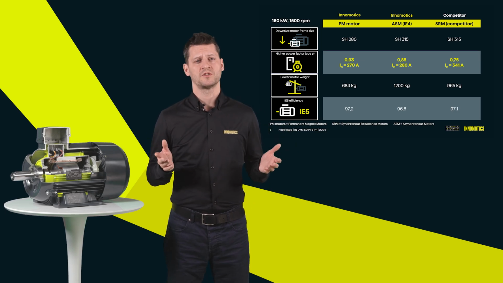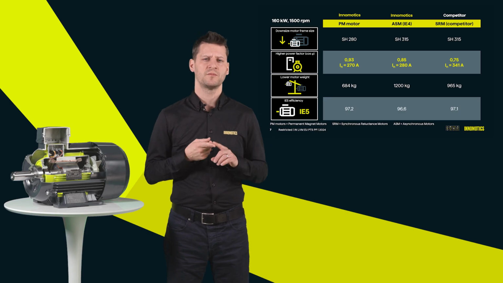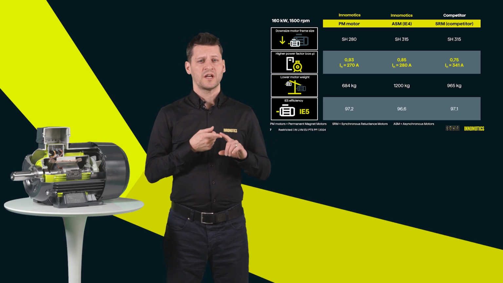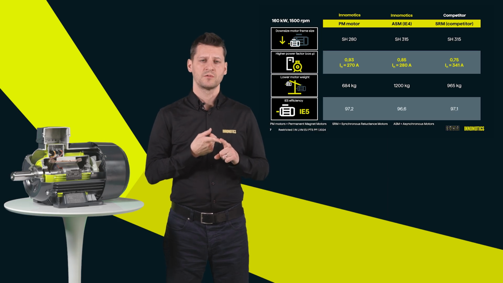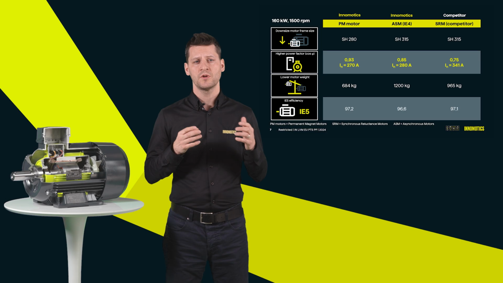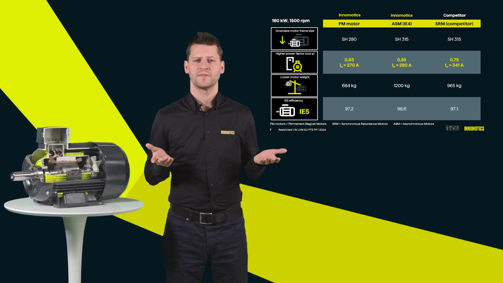Synchronous reluctance motors have a clear advantage in one-to-one interchangeability from the mechanical point of view. So you can have the synchronous reluctance motor in the same frame size as the asynchronous motor. So you do not need to change anything in the feet or stand.